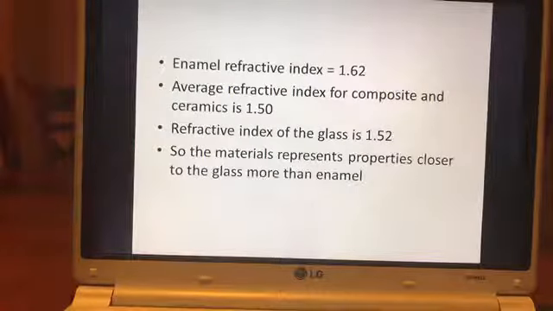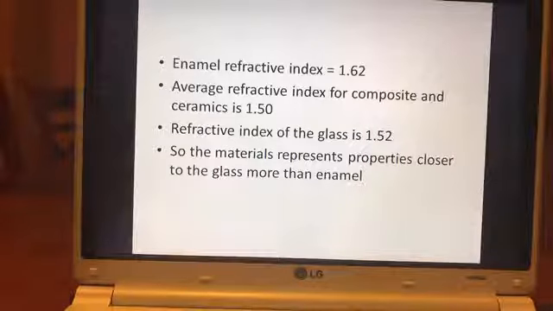Some of the tricks over here that you have to understand: the refractive index of the tooth enamel is 1.62, and the average refractive index of the composite and the ceramic is 1.5. And the refractive index of the glass is 1.52. That means your enamel composite is closer to the glass than to the tooth.